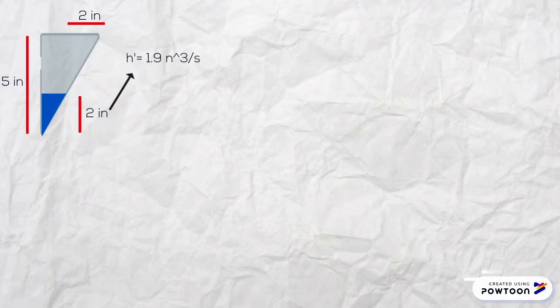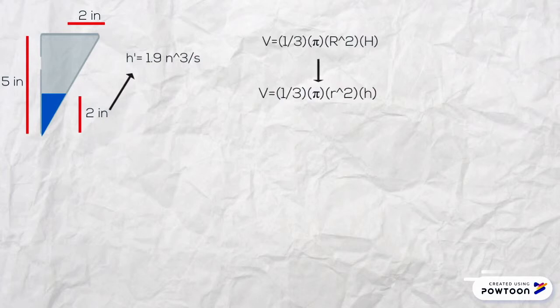Now we have to find an equation to relate the volume of the container and the water it holds. For this, we use the cone's volume formula, which is V equals 1/3 pi r squared times h. But this is in terms of the cone, so we must change it to relate it to the water. We change the r for a smaller r, which represents the radius of the water, and the h for a smaller h, which represents the height of the water.